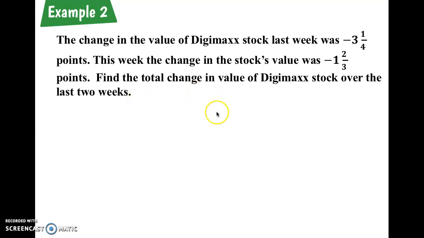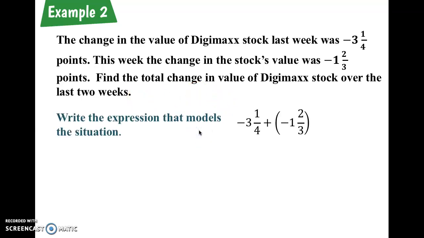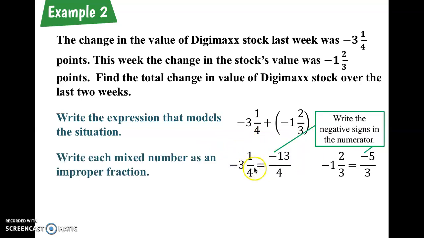So we're looking for a total. That tells me we are adding. Not only are we adding, we're adding two negative numbers. And just like in the last example, if the signs are the same, we're going to keep that. So I've got two negatives. My answer is also going to be negative. First, start by making these improper fractions. Remember, we multiply and then add.